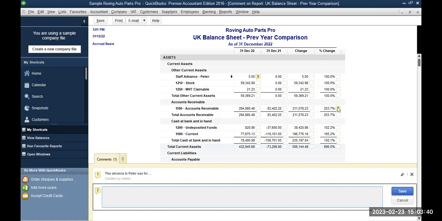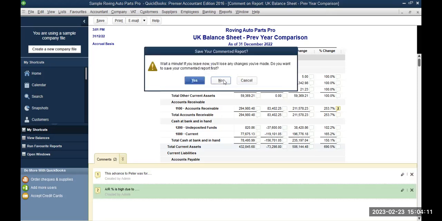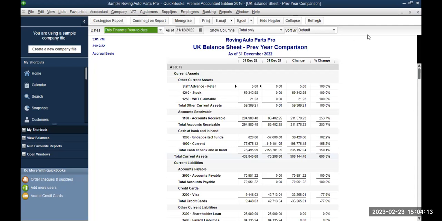You say accounts receivable percentage is high due to different factors that you put there. Okay, so if you want to put comments in the report, you can do that. You have a list here of the different comments for other readers to use. Okay, so that's your balance sheet. You can get a balance sheet report from that.